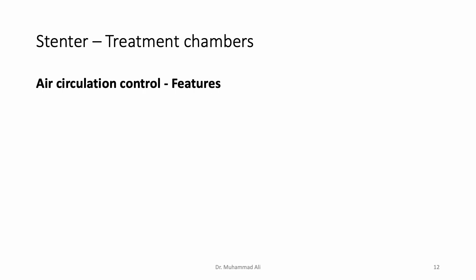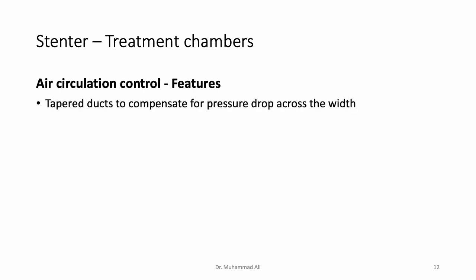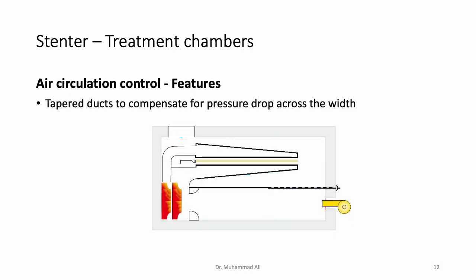So let's see how these two aspects are achieved with the help of different features of the air circulation control systems. The first thing to notice is that the upper duct and the lower duct that we have seen in the previous images are tapered. So these ducts are tapered to compensate for pressure drop across the width. Let's look at this with the help of a diagram.